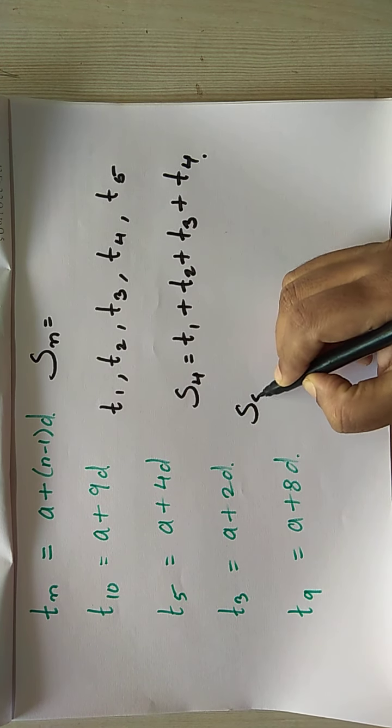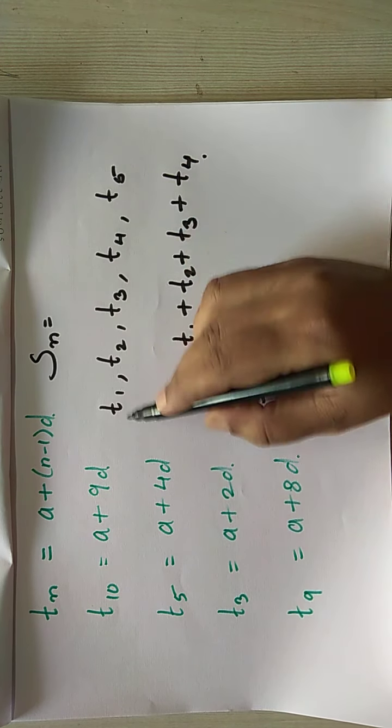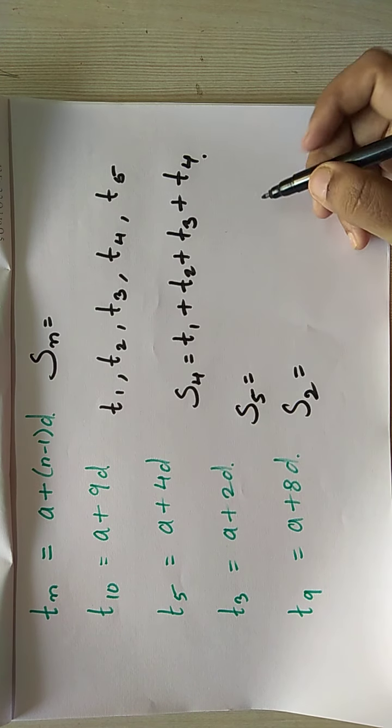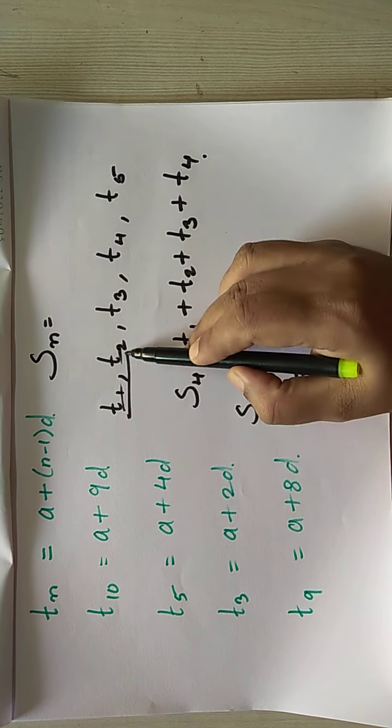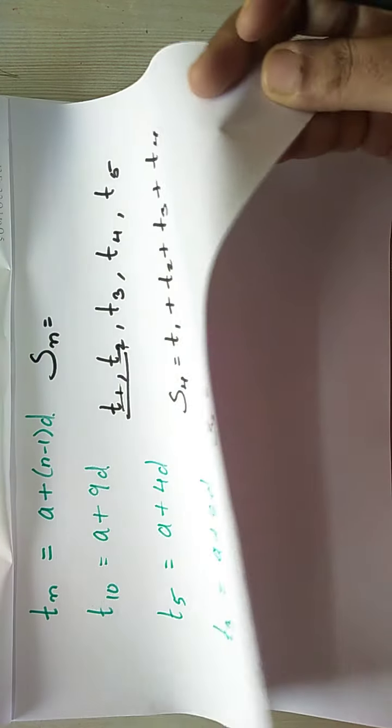What will be S5? S5 will be the total of the first 5 terms. What will be S2? S2 will be the total of the first 2 terms, only the first 2, T1 and T2. Okay. So for Sn also one formula was derived in this lesson.